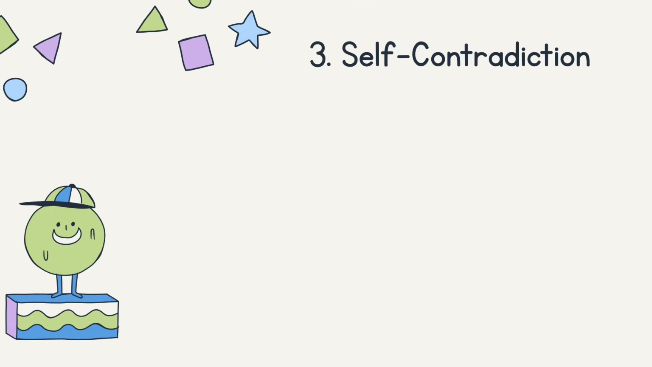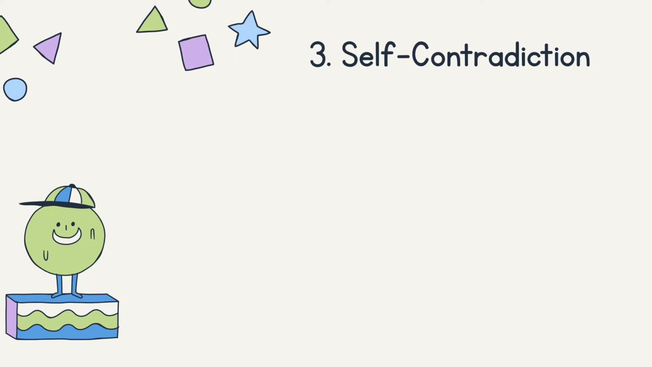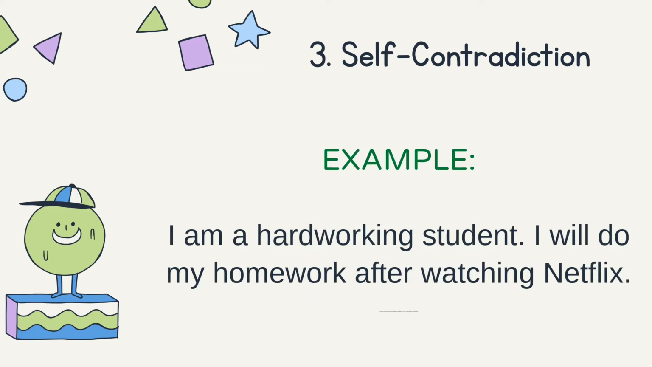The third one is self-contradiction. The writer states a position that contradicts an earlier stated premise. Strategy to detect: look for a statement that the beginning and ending will be opposites. They will contradict each other. For example, I am a hardworking student. I will do my homework after watching Netflix. Notice that the action done is opposite to the given statement.